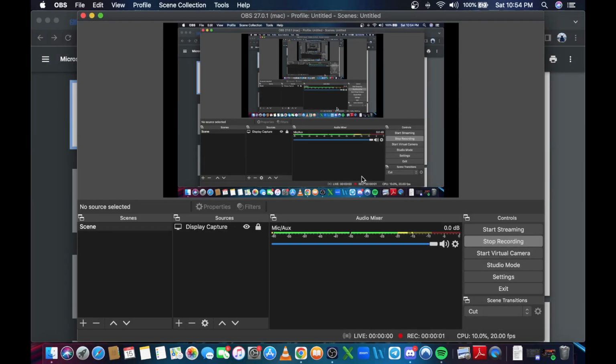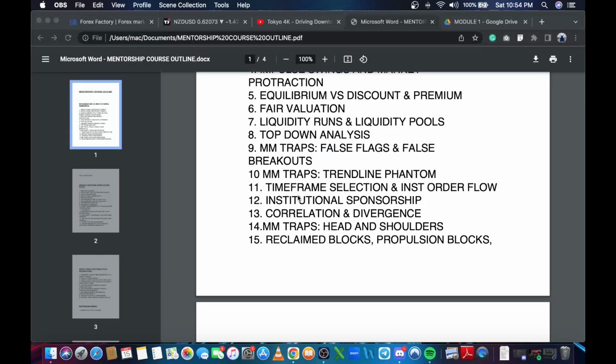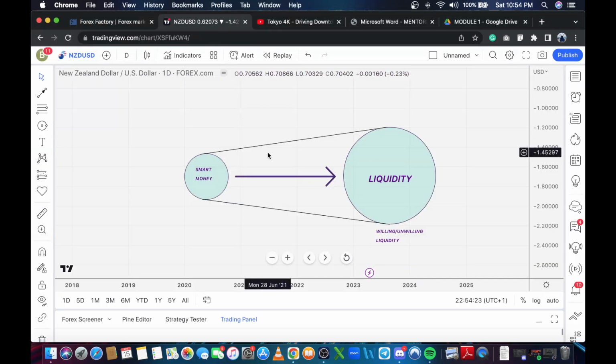Hello guys, this is going to be a continuation from lesson 11 on time frame selection and institutional order flow. In the previous lesson, which is part A of lesson 11, we talked about time frame selection and selecting your trading discipline based off of your lifestyle and also your temperament. Now we're going to talk about what institutional order flow is, essentially in price.